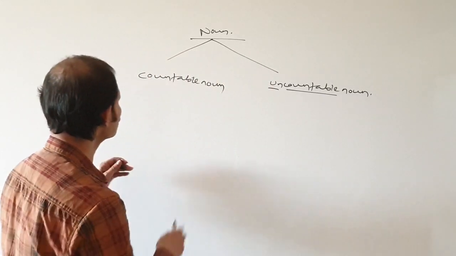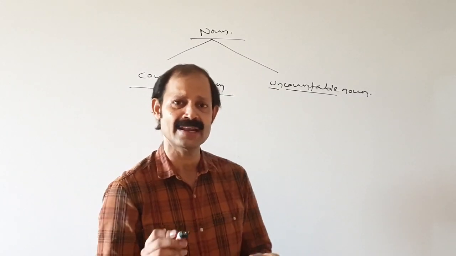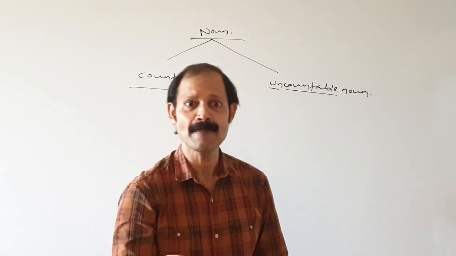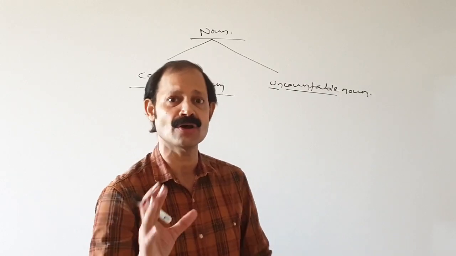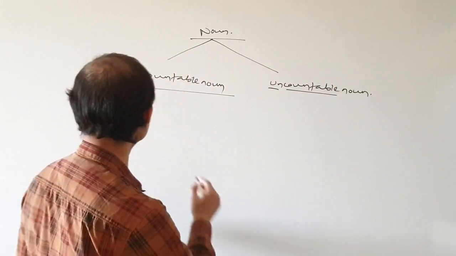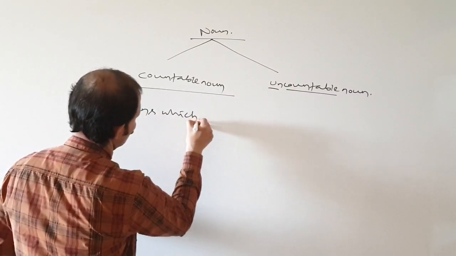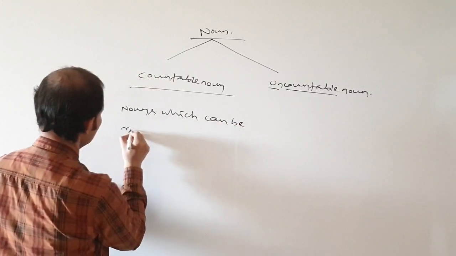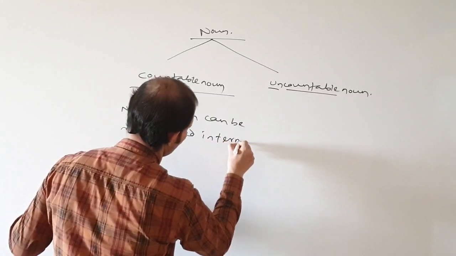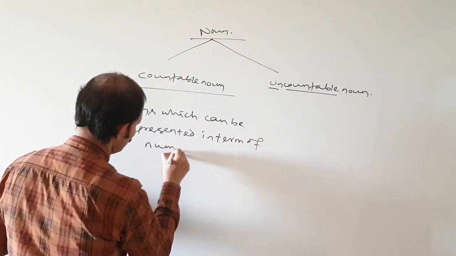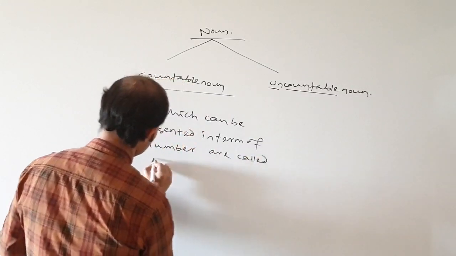So what is countable noun? If you search out the definition in any grammar book, you will find that it is the nouns that we can count. But you have to add some other features to it so that the concept will be clear, so that all the confusion will be cleared. Countable noun means the noun which can be represented in terms of number are called countable nouns.